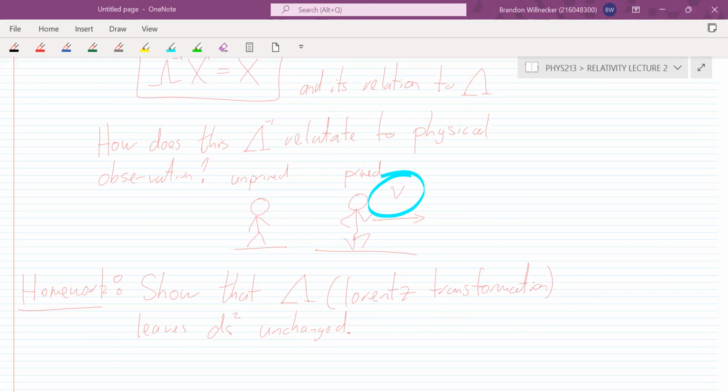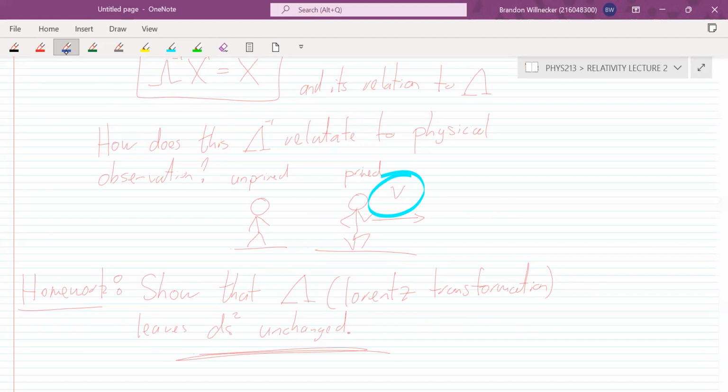For example, the length of the string should be just the length of the string. It doesn't matter what kind of ruler you use. However, we never showed that explicitly. So now in this homework question, for this specific example of a transformation, show that this ds squared is unchanged. Your ds squared and my ds squared, how are they affected if you are using primed coordinates and I'm using unprimed coordinates? Have a look at this and you should see that ds squared remains the same.